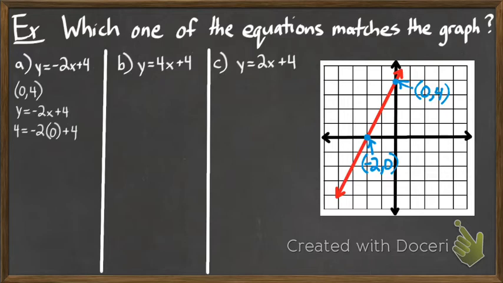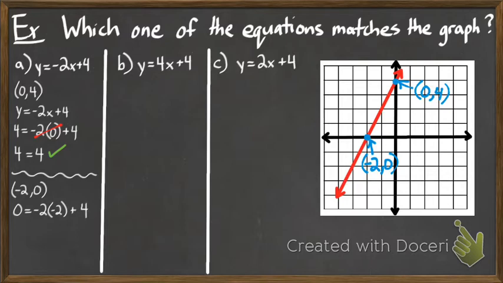And what's nice about using zeros, whenever we multiply by 0, everything goes away. So we're left with 4 equals 4. So we know our y-intercept works for this equation. But now we need to see if it works for our x-intercept, which is (-2, 0). So when we plug this in, we get 0 equals negative 2 times negative 2 plus 4.